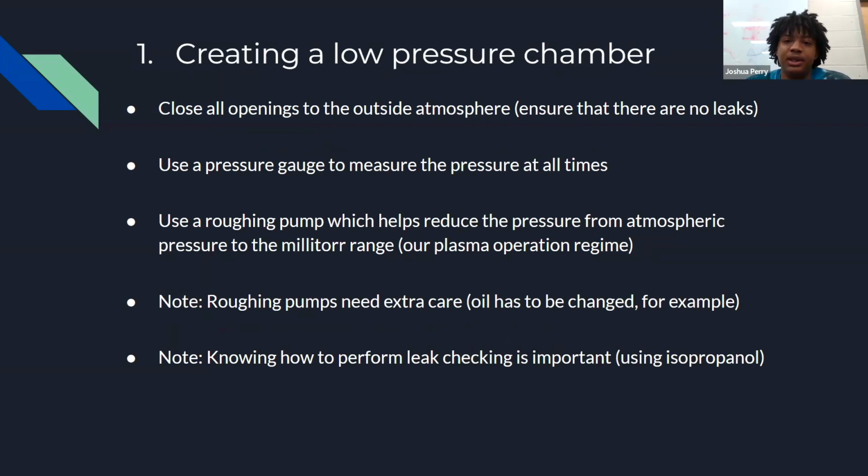Creating a low pressure chamber, we have to close all openings to the outside atmosphere, use a pressure gauge to make sure our pressure is known at all times, and use a roughing pump, which helps us get down to the 5 to 10 millitorr range. You can use a turbo pump too, but for a tabletop plasma device, we don't need to get down much past the 5 to 10 millitorr range to make a good plasma.